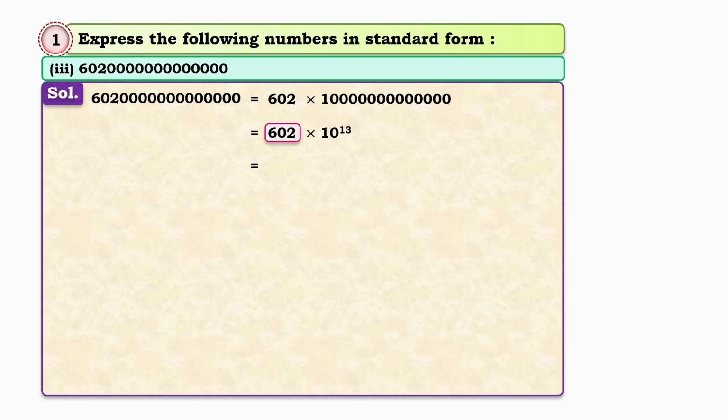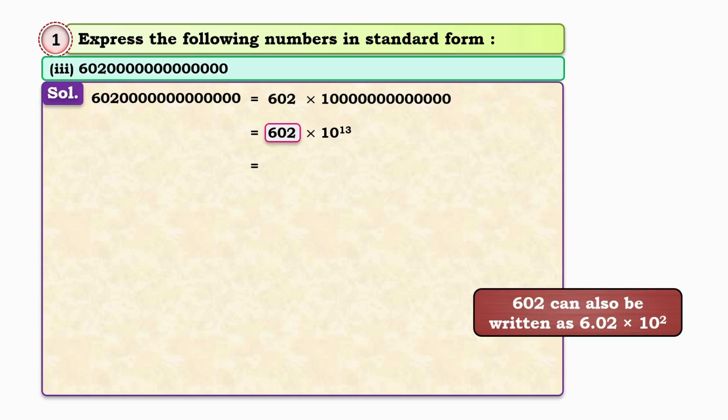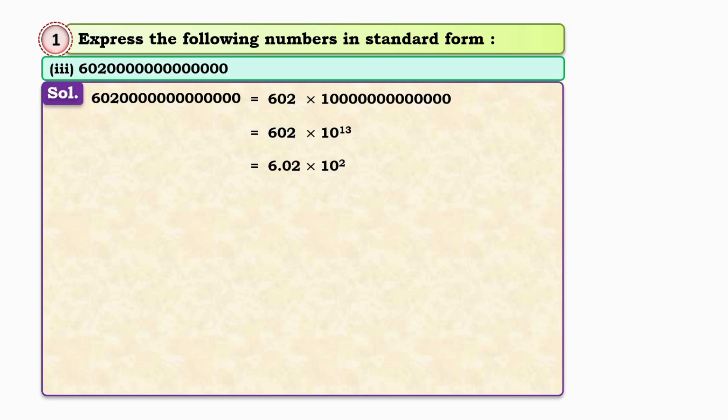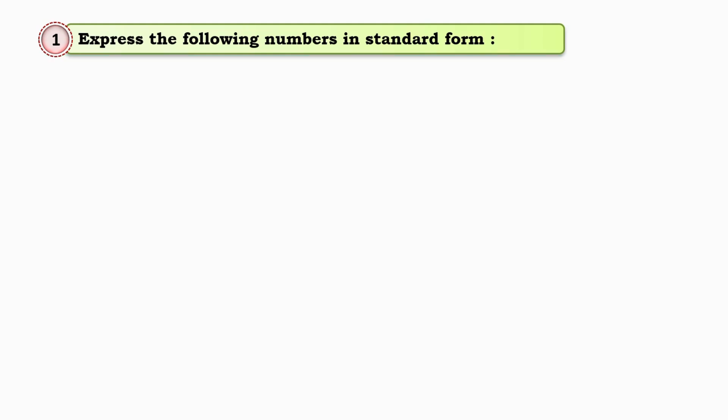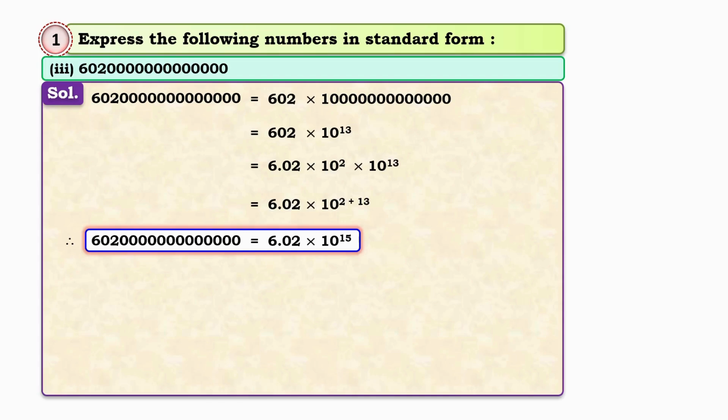So now 602 we have to write in the standard form, that is 6.02 into 10 to the power 2. So the final answer will be, now we have to apply the law. So the final answer will be 6.02 into 10 to the power 15. So this is the standard form of the given problem.